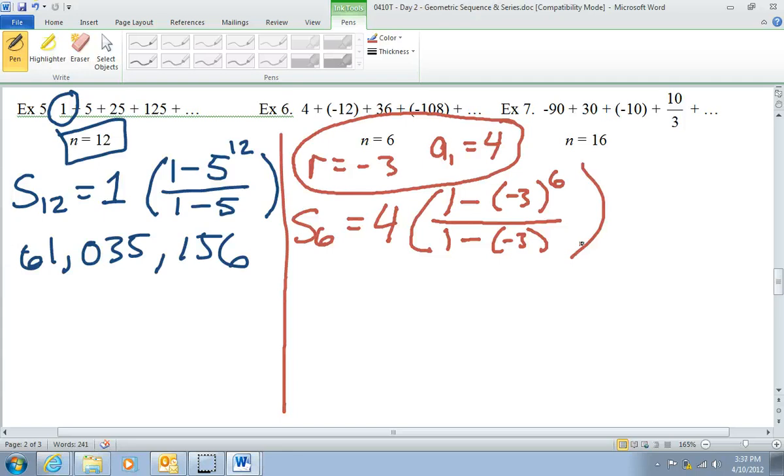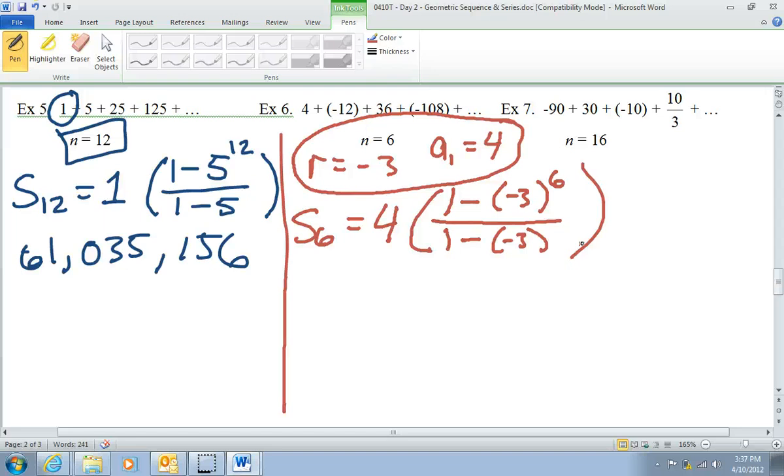I didn't type the bottom. Yeah, in the bottom you put 1 plus 3, probably. Totally good and fine, as long as you didn't do 1 plus 3 to the 6th power. That's why you got 730. 730 is wrong. The correct answer is negative 728.